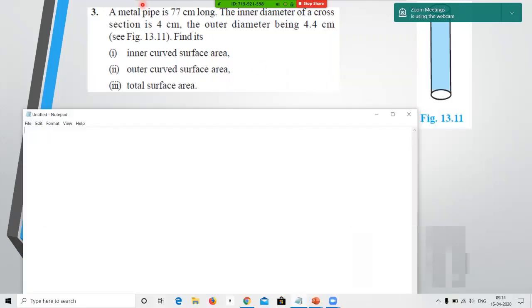A metal pipe is 77 centimeter long. You can see the metal pipe here. The inner diameter, now be a bit cautious when they are talking about inner and outer. When we are talking about inner and outer, that means there is a thickness. Yes, it's hollow, but there is a thickness. If you assume a rod which is hollow inside but thick, then the internal diameter and the external diameter will be different, children, right? So the external diameter is nothing but the internal diameter plus that thickness. Are you able to understand that?